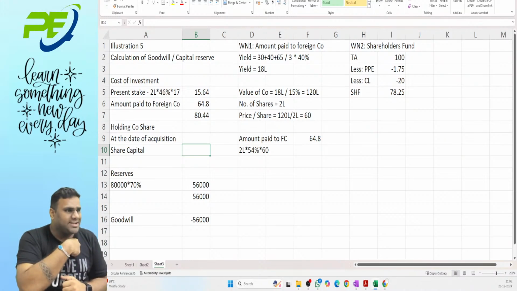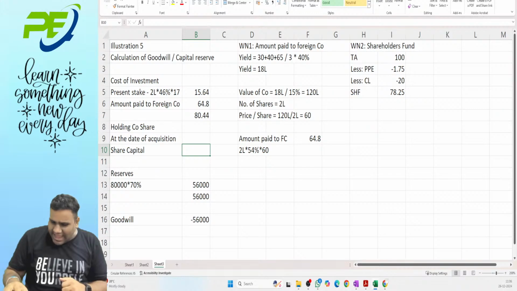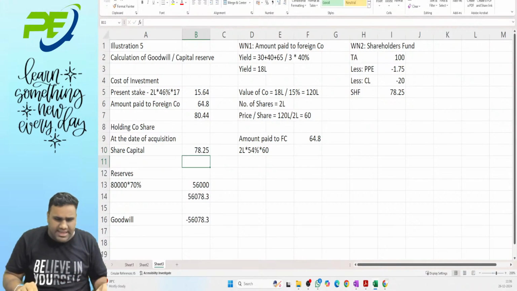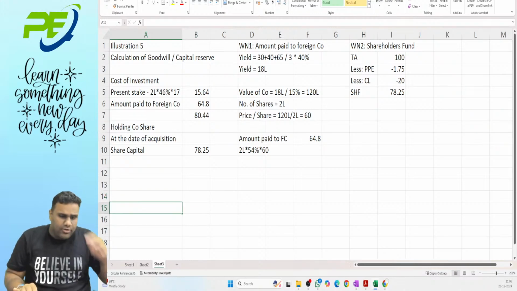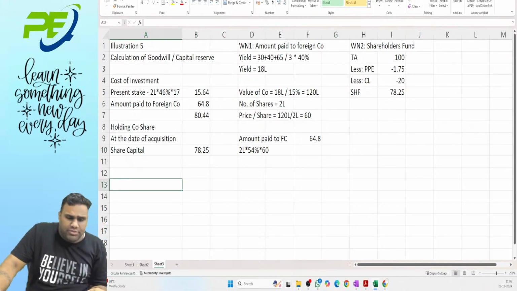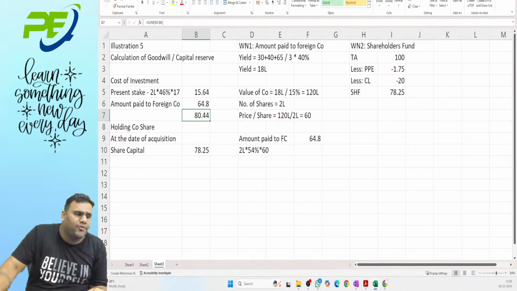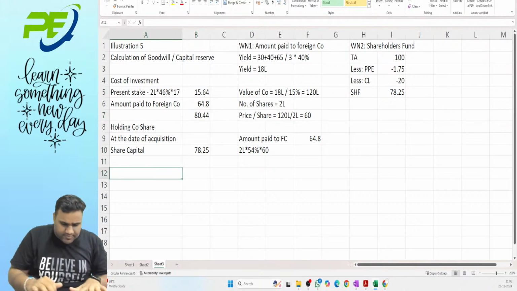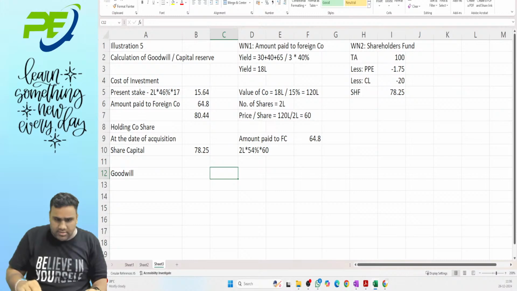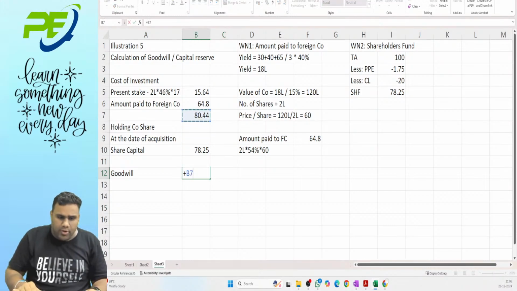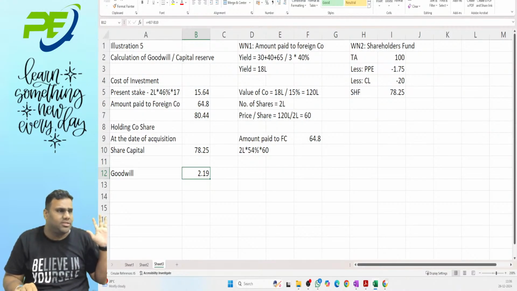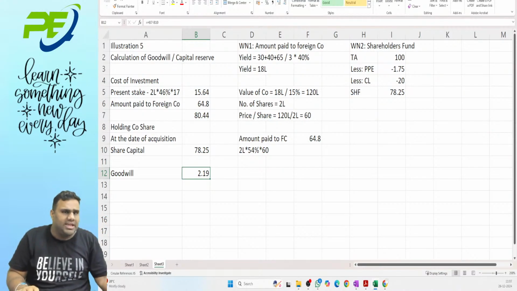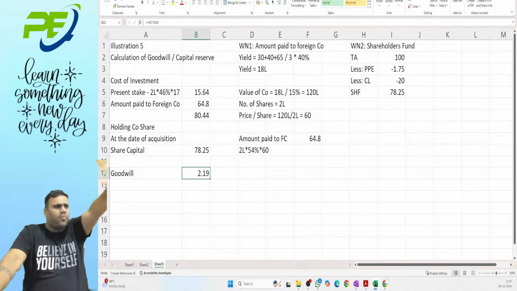Now it is 100%. So entire share capital belongs to them. So now 78.25 is what they are getting, but they are paying 80.44. Goodwill or capital reserve? Goodwill. 2.19 goodwill. Is everyone clear on this? Yes. So we got the goodwill, problem over.